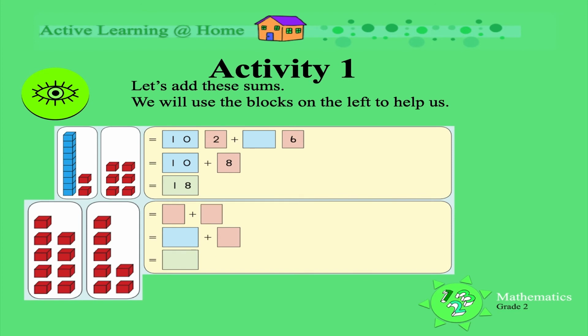On the left-hand side, you've got 9, and on the right-hand side, you've got 7. 9 plus 7. I'll give you a second to work out your answer. Now let's check our answer. 9 plus 7 is 16. We know that 16 broken down is the same as 10 plus 6. 10 plus 6 is 16.